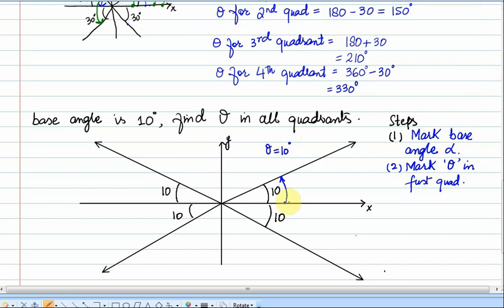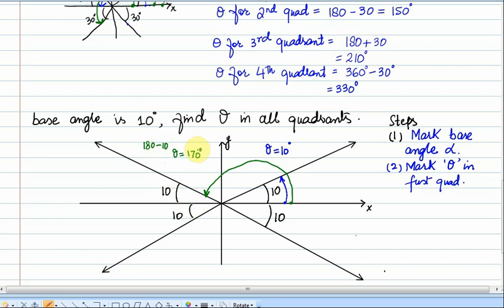After that, theta for the second quadrant, starting from the positive x-axis and moving towards the second quadrant. That means you need to find out this angle marked in green. Now if I covered from the x-axis until this point, that means I will cover 180 degrees, and among those 180, this 10 degrees is not of my use, so I will subtract 10. It gives me the value of theta, that is 170 degrees.